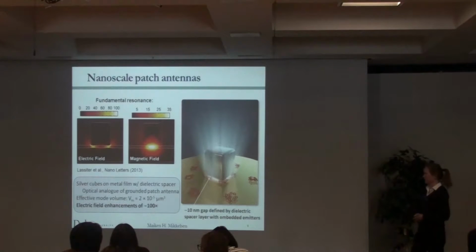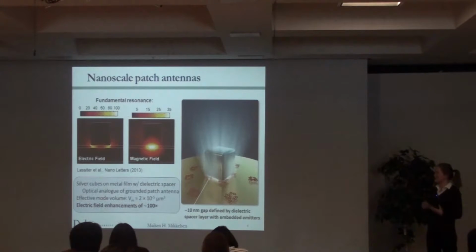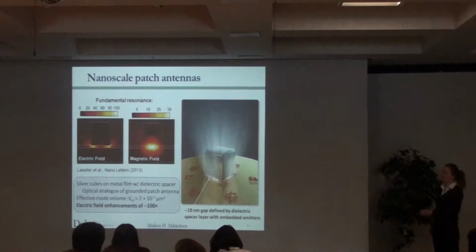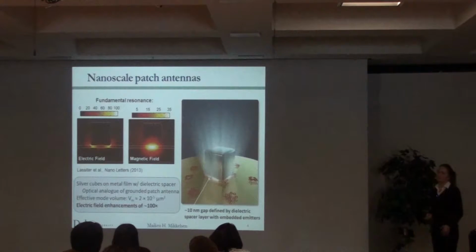One structure that I looked at a lot and that works really well is these nanoscale patch antennas. So these are an optical analog of a grounded patch antenna. They're shown schematically here, so they're these colloidally synthesized silver nanocubes. They're about 75 nanometers across. And they're placed on top of this metal ground plane with a small gap in between, which is defined using a dielectric spacer layer where we can then embed emitters, and the typical gap is on the order of 5 to 10 nanometers.